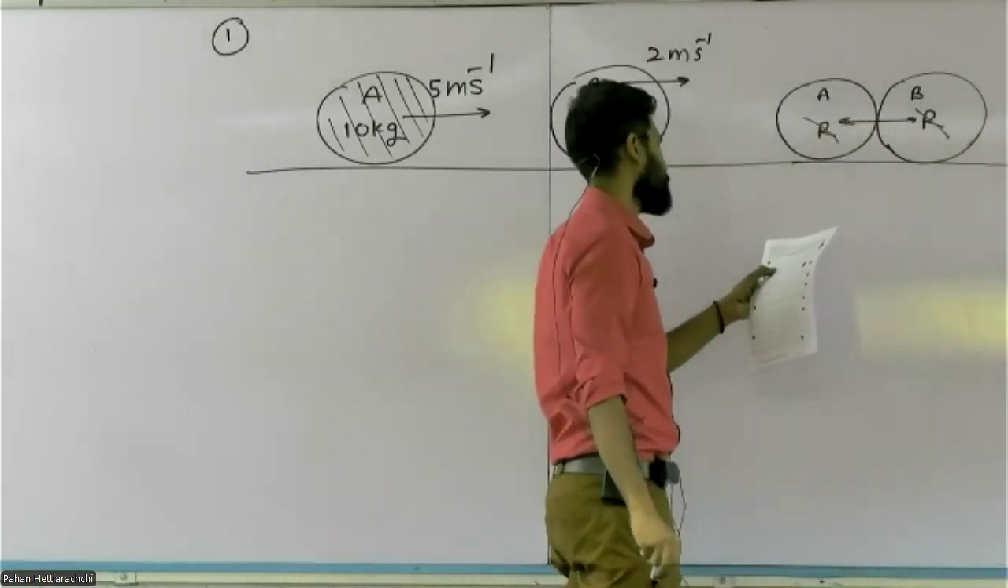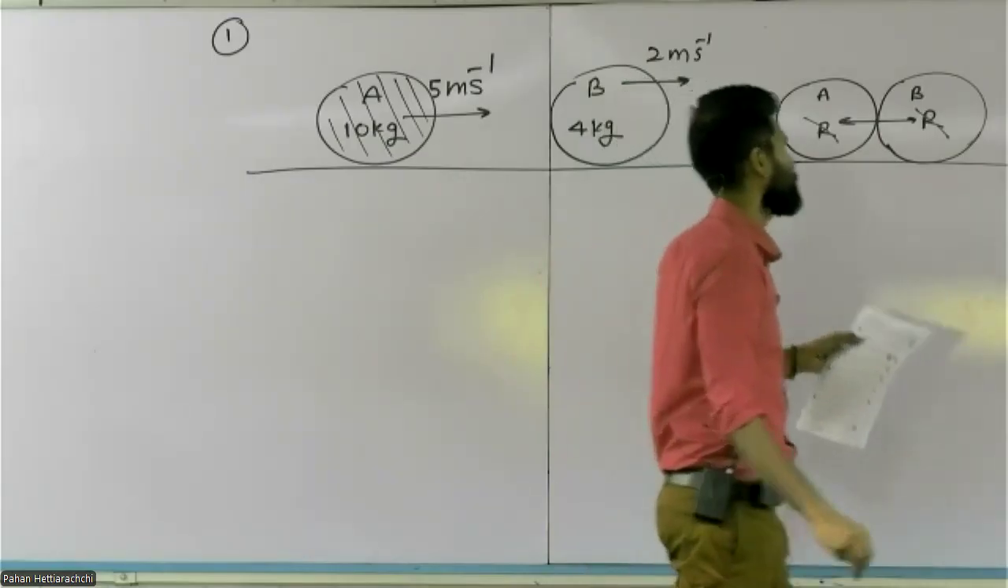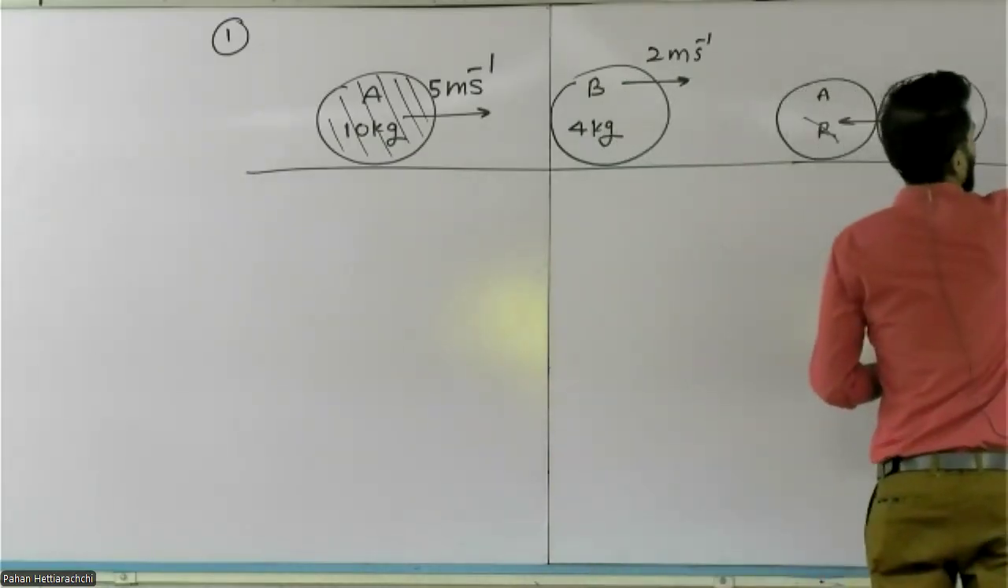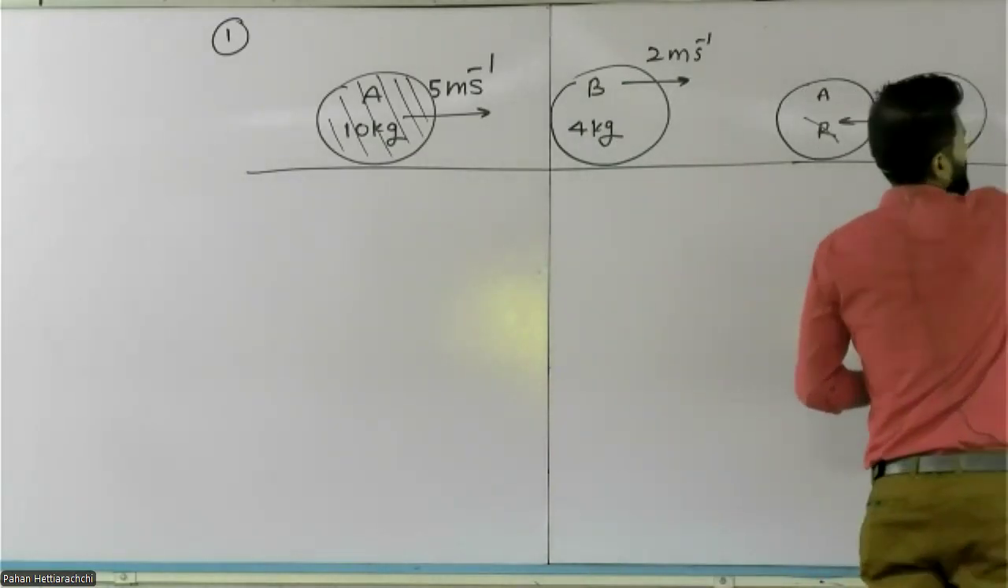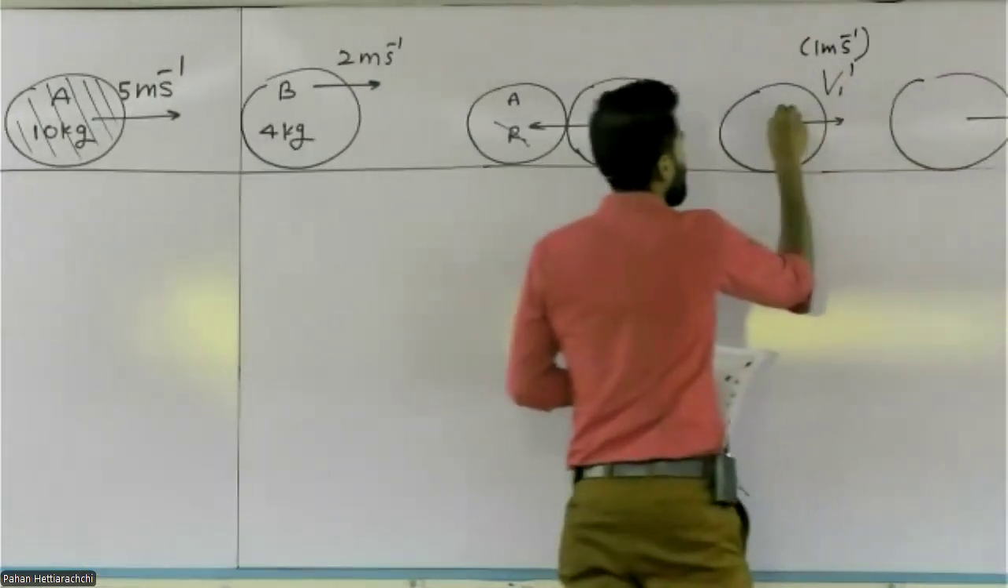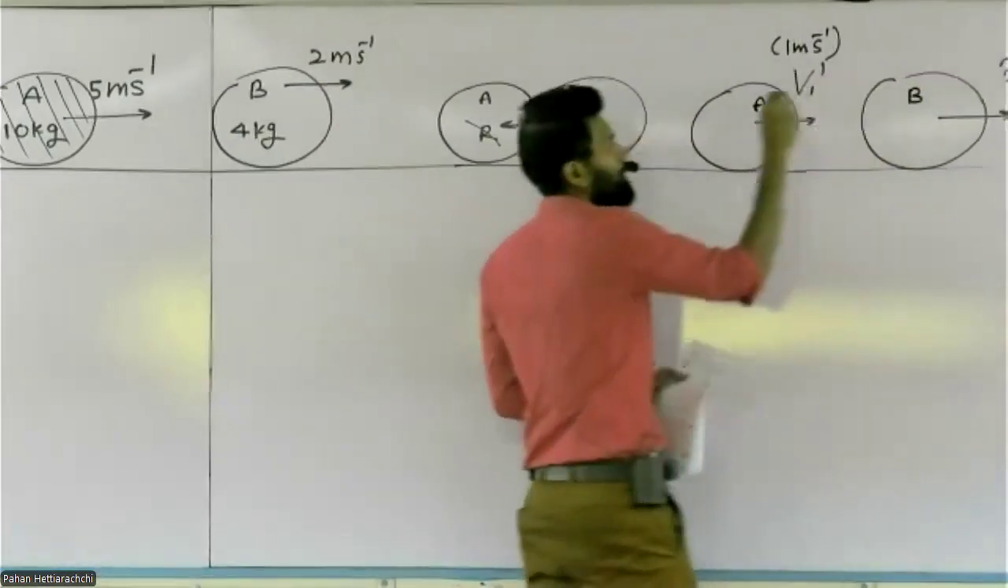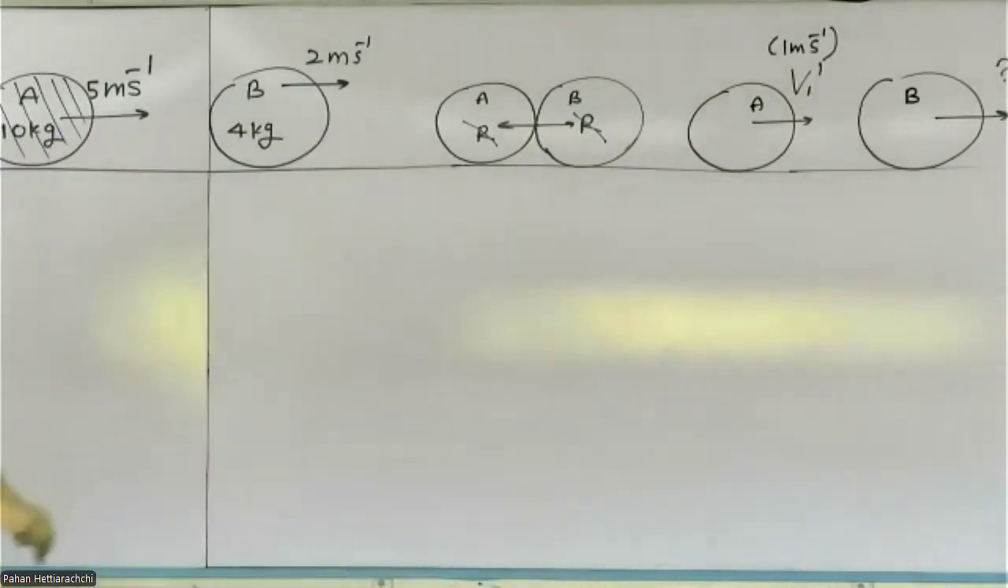After the collision, it is observed that the velocity of A becomes 1 meter per second. So what will be the new velocity for B?